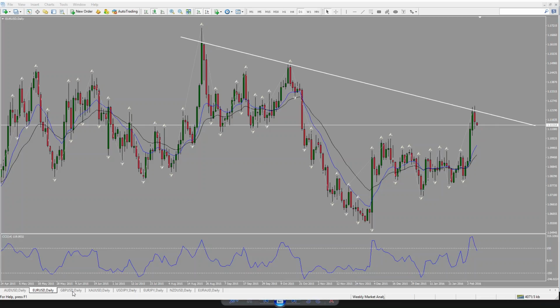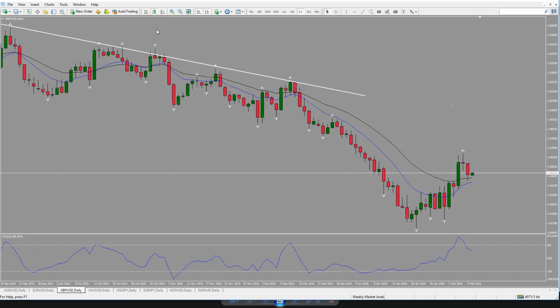Let's move on. Let's have a look at the GBP USD. Last week we placed a pending order. This is actually a really good example. Let me just remember what we did. We were trying to sell, and we were trying to get in on the trade a little bit aggressively off an engulfing candle.